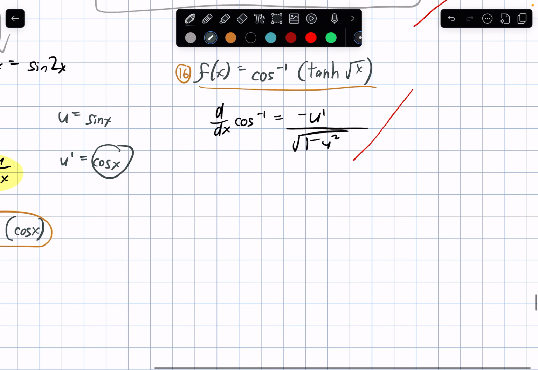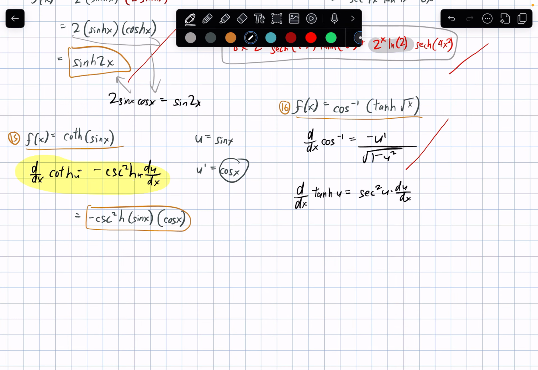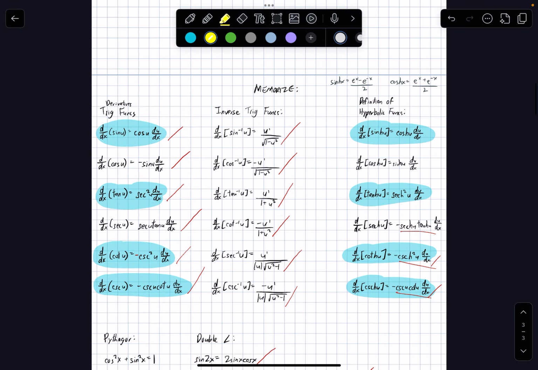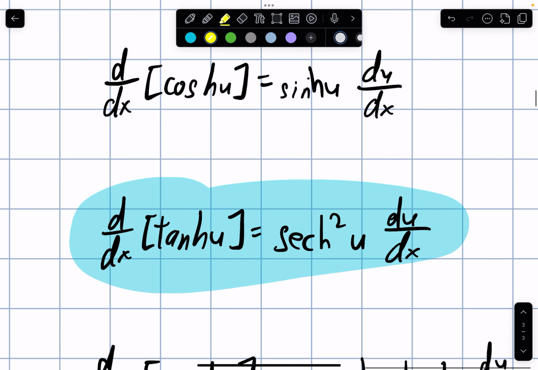How about the derivative of tan u? Sorry, tanh u. Derivative of tanh u is, I think it's this. Let me confirm. Sech raised to 2 u. Yep.